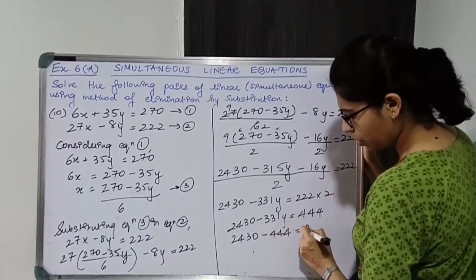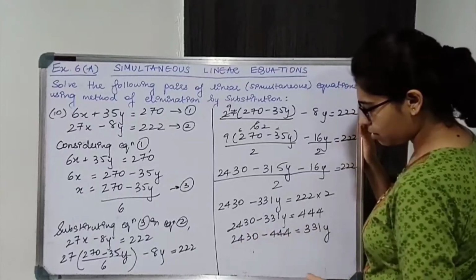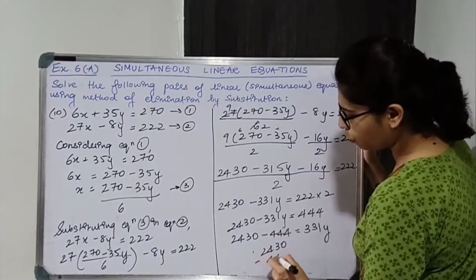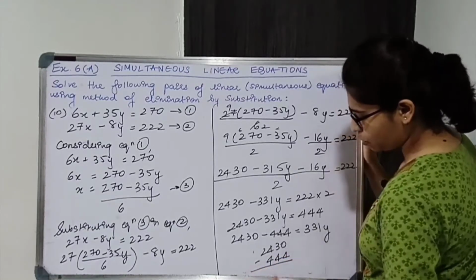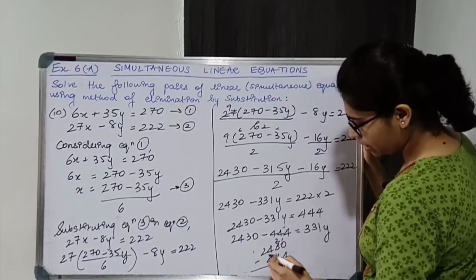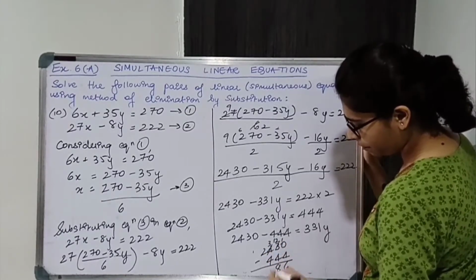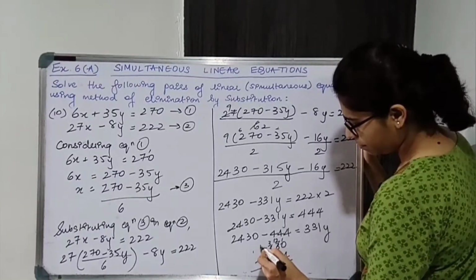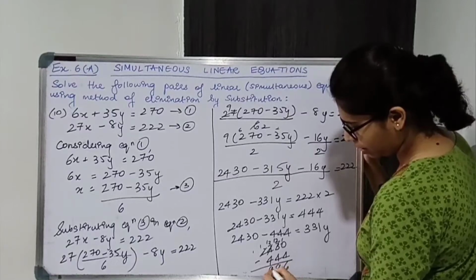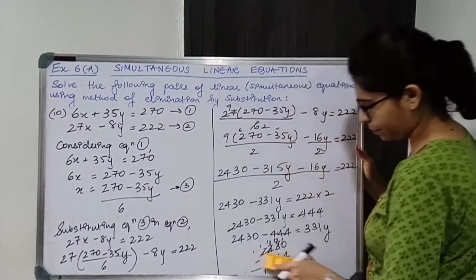Either way, you will still get the correct answer. So subtracting this, 2430 minus 444, that will give 6. This will become 12 minus 4, 8. Over here this will become 13 minus 4, that is 9, and here 1. 1986 is the answer.